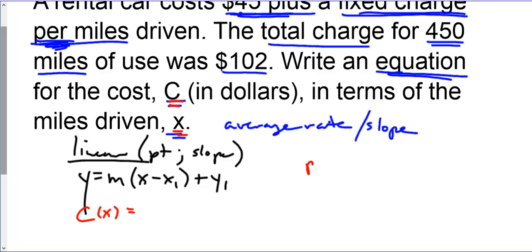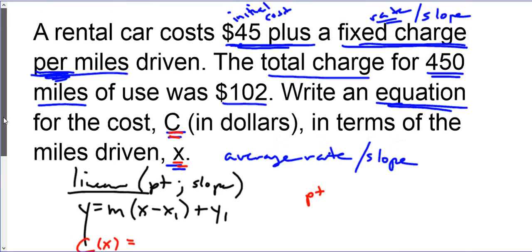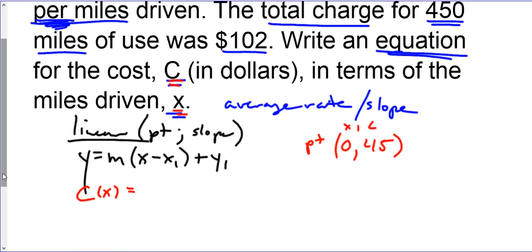Do we have a point? Well, since this is our initial cost, that means that when we don't have any miles driven, we still have to pay $45. So our x and then c, $45 just to start it up. So we're going to take that point and plug it in. So I got m times x minus 0 plus 45.